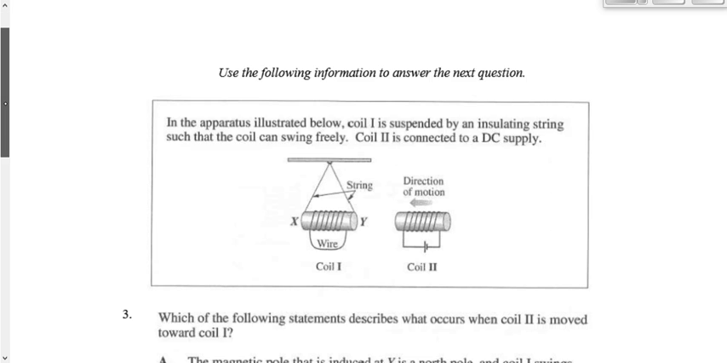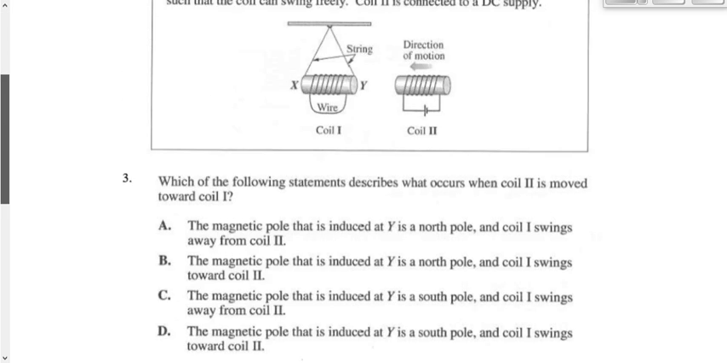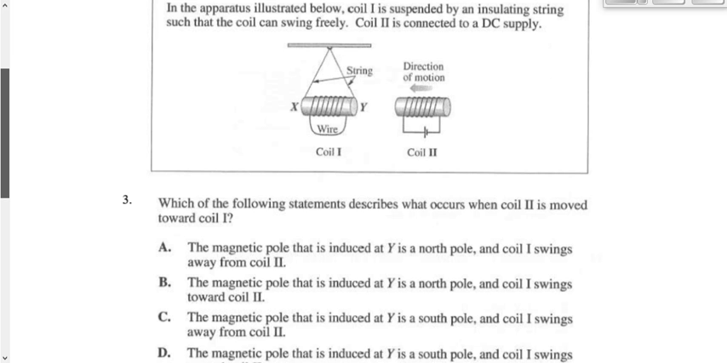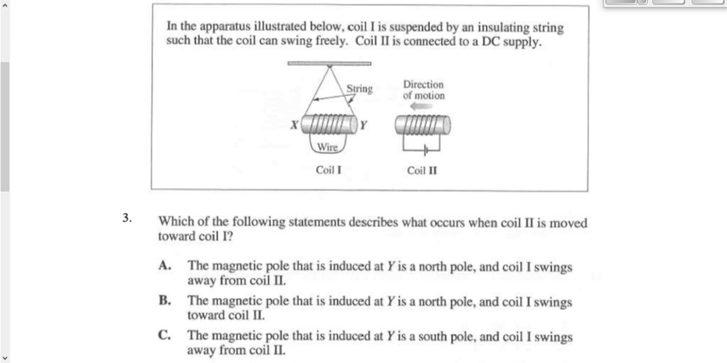All right, next one. This is the last one, I think, wasn't it? Or was there 4? Just 3? In the apparatus illustrated below, coil 1 is suspended by an insulating string such that the coil can swing freely. Coil 2 is connected to a DC power supply. This is a good question. This requires us to do the coil rule to figure out the polarity of my solenoid, and then it becomes a magnet and does its thing relative to Lenz's law.